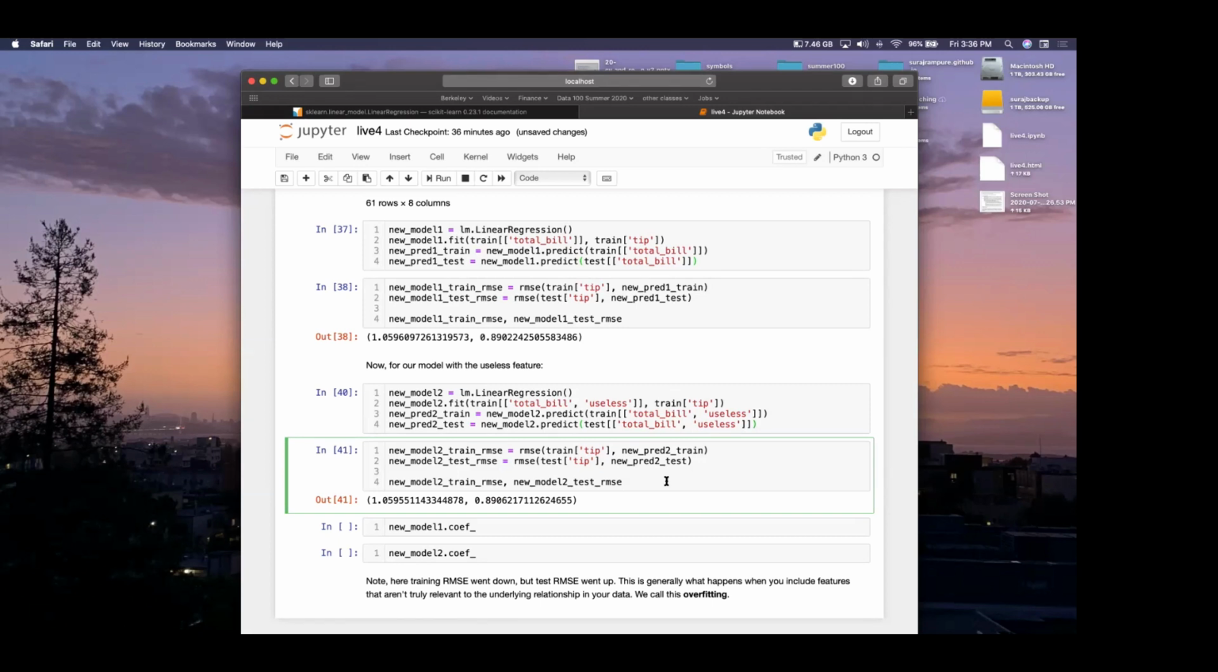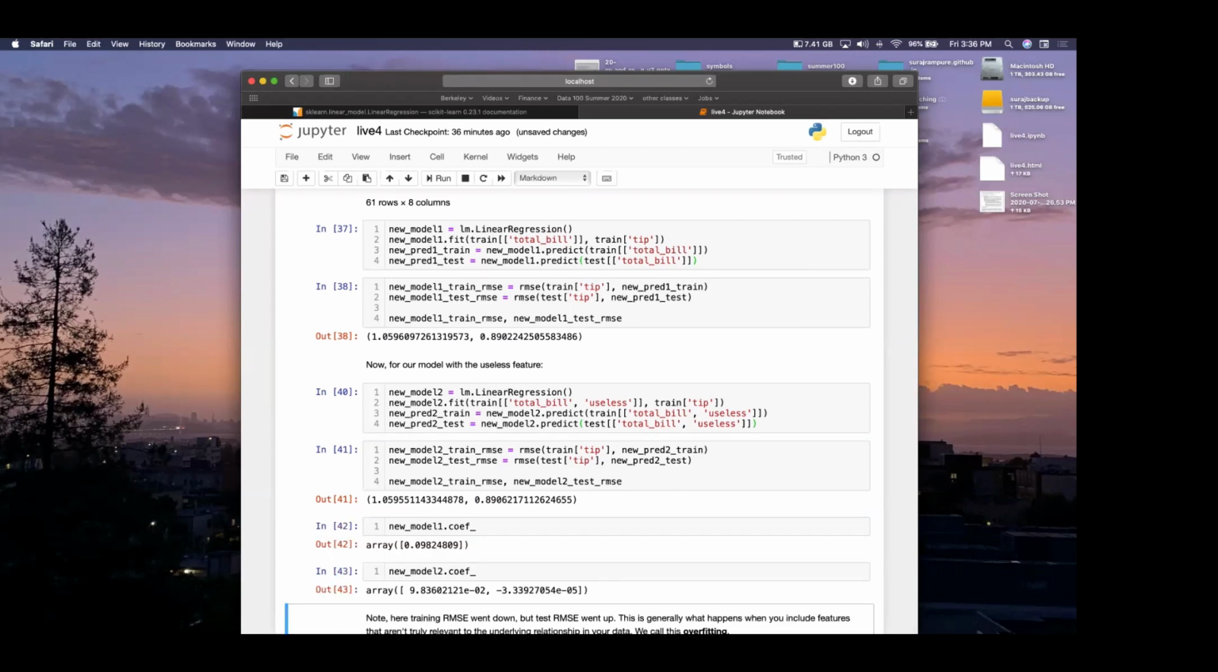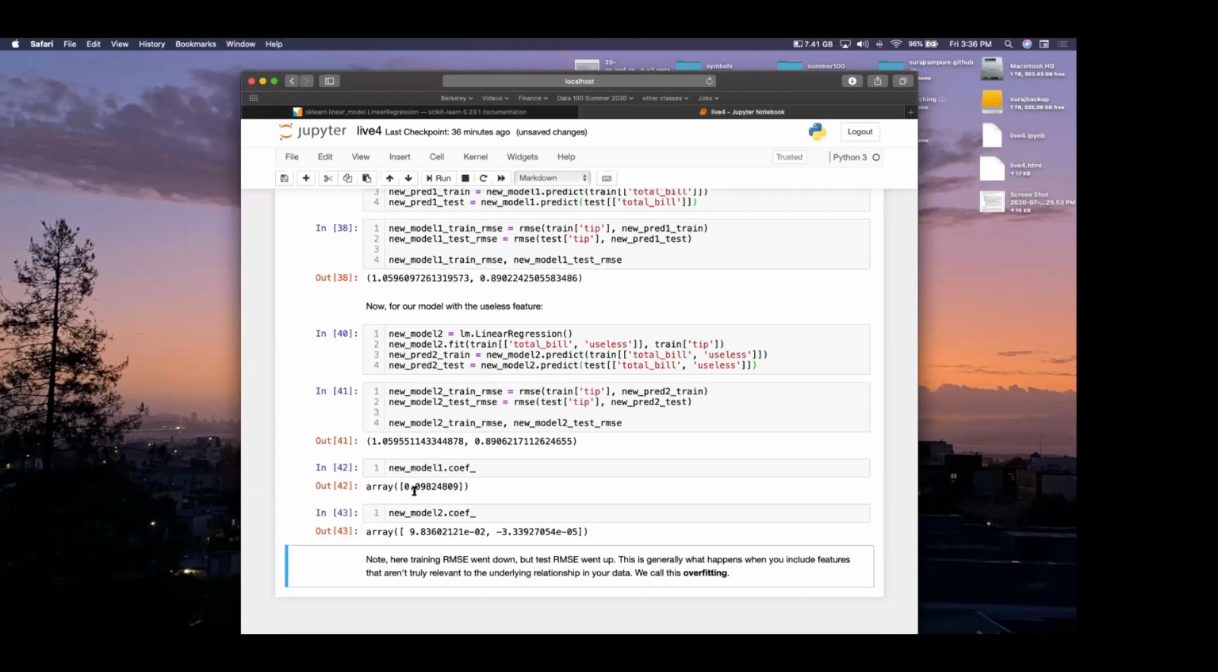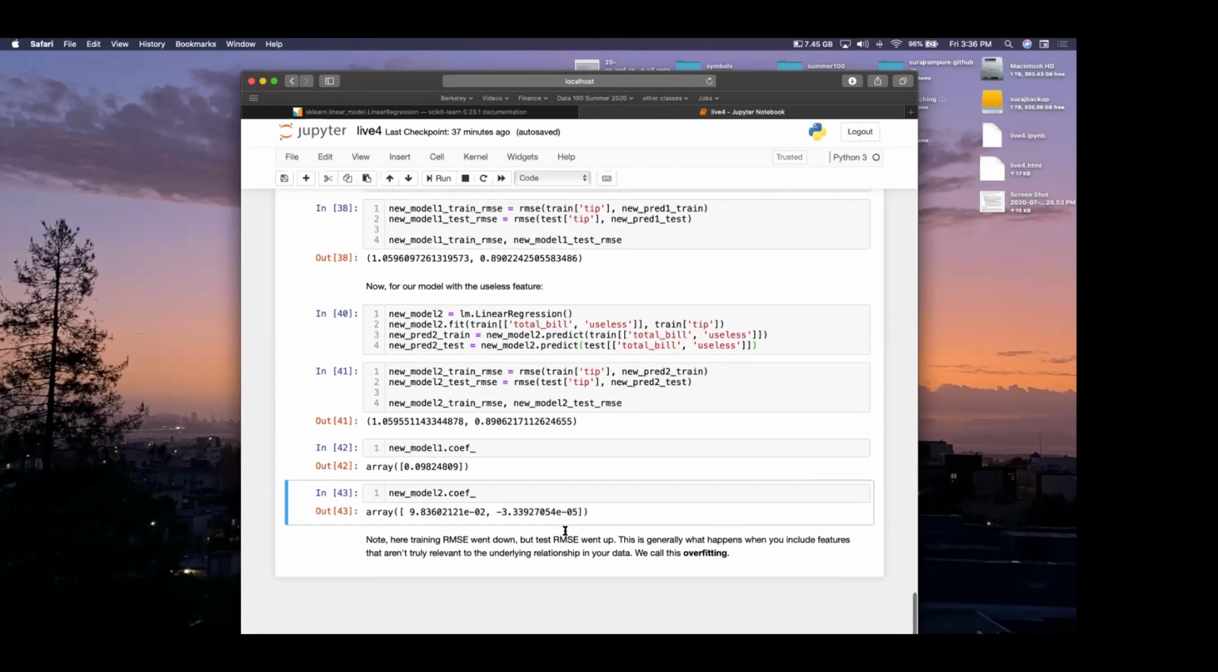Okay, and yeah. So you can see the coefficients for the total bill column are roughly the same. And again, the coefficient for the useless column is close to 0. Yeah, so this is directly related to the bias variance trade-off, but those connections will be made a little more clear in Monday's lecture. How does RMSE change with the validation set?